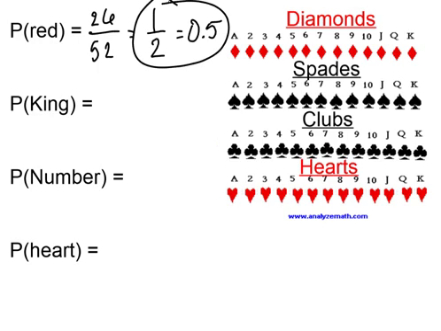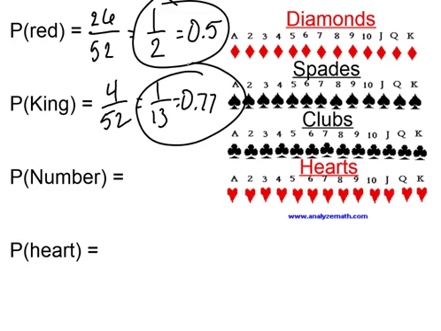What's the probability of drawing a king? There is a king in each of the suits. There are 4 different cards with a K on it. So that is 4 out of 52, which reduces down to 1/13, or 0.077.